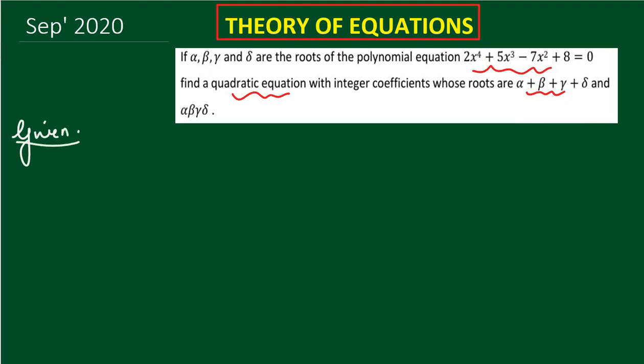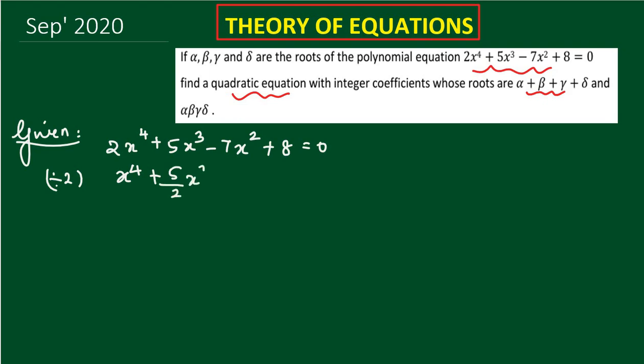So first let us write the given equation. The equation is 2x power 4 plus 5x cubed minus 7x squared plus 8 is equal to 0. Let us divide the equation by 2 and here we get x power 4 plus 5 by 2 x cubed minus 7 by 2 x squared plus 4 is equal to 0.